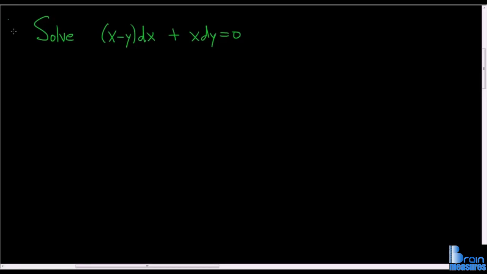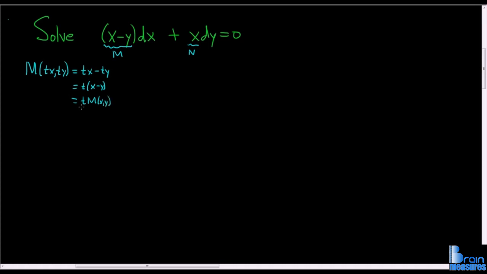We're being asked to solve the following differential equation. It appears to be homogeneous. Let's check. So we're going to think of this as big M and this as big N. And what we'll do is we'll look at M of tx, ty. So that will be tx minus ty. And then you can factor out a t, so you end up with t parentheses x minus y. And we said that x minus y was big M, so this is t times M of x, y.